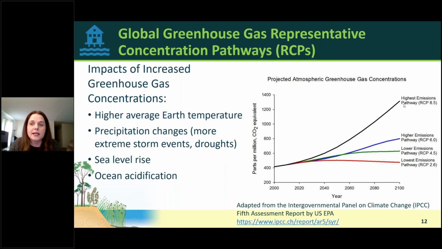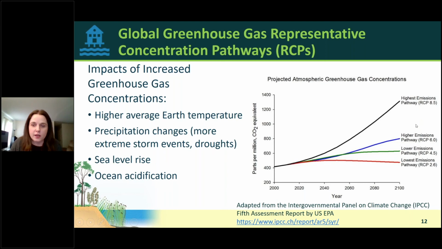We have this highest emissions pathway, and that essentially is saying that we're not going to do much to reduce the amount of greenhouse gases being released. So we're going to continue using coal burning facilities. We're not going to do much with renewable energy. And so you'll see that that is the worst case scenario.